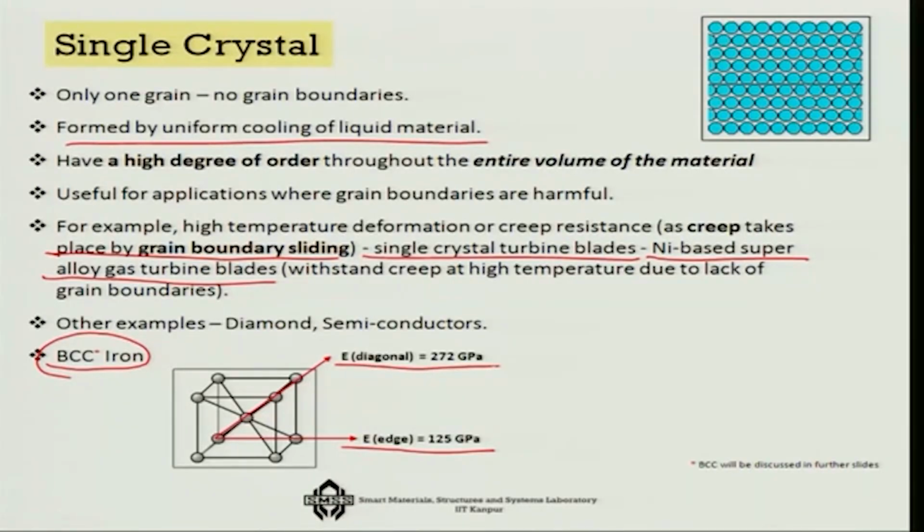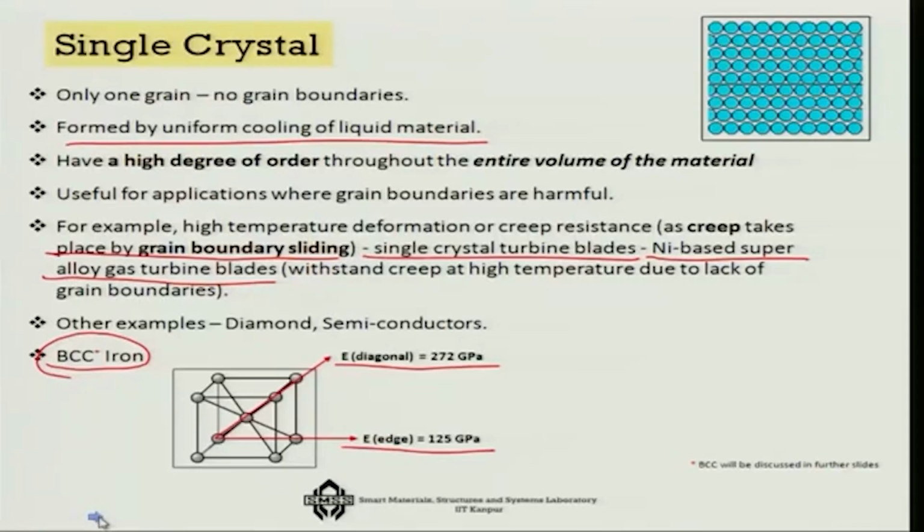So, what it means is that the BCC structure of iron is extremely stiff along the diagonal direction, whereas along any one of the edges it is actually much more flexible. Thus, if you develop a single crystal iron structure, you will see a particular direction where it is very stiff. So, that actually gives the anisotropic property of a single crystal.